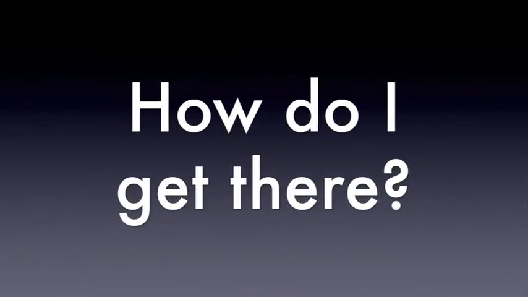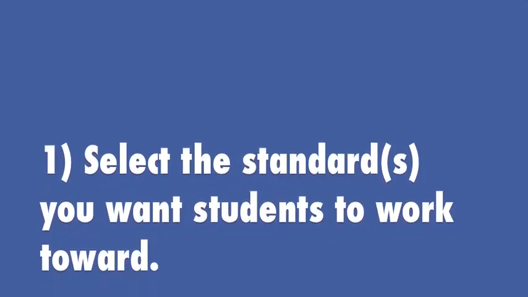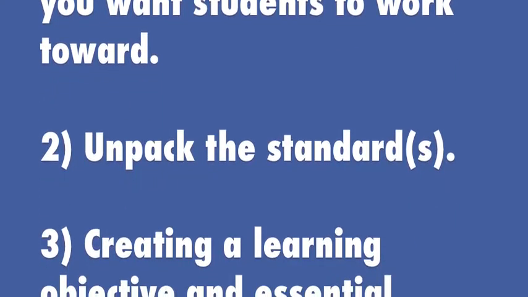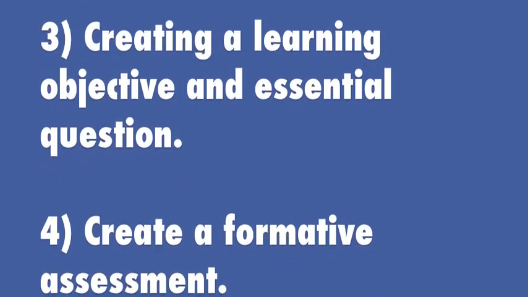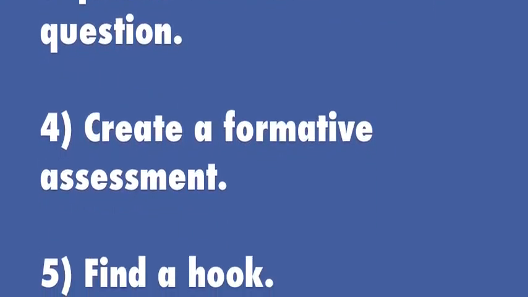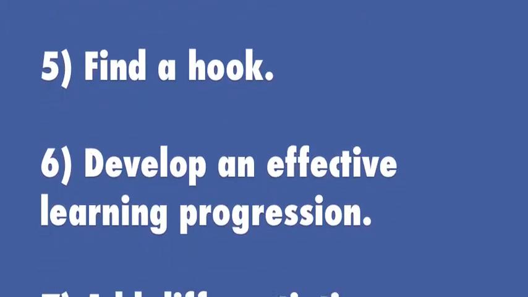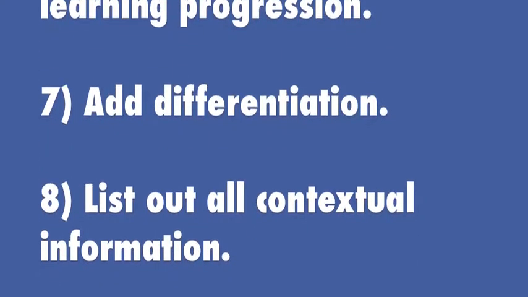But how do you get there? Follow these steps. First, select the standard or standards you want students to work toward. Unpack the standards. Create a learning objective and essential question. Create a formative assessment. Find a hook. Develop an effective learning progression. Add differentiation. List out all contextual information.